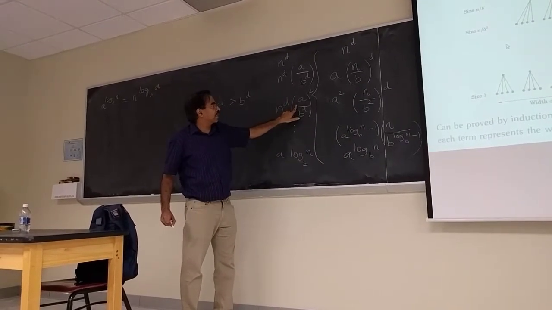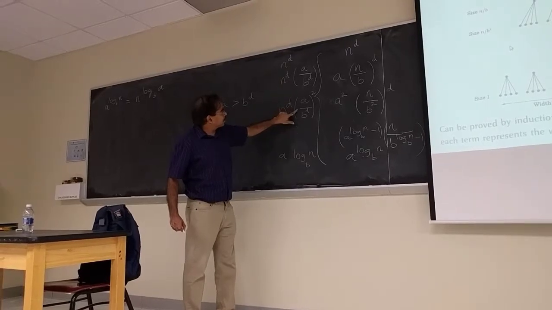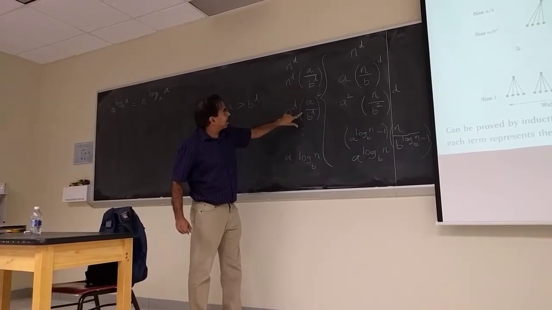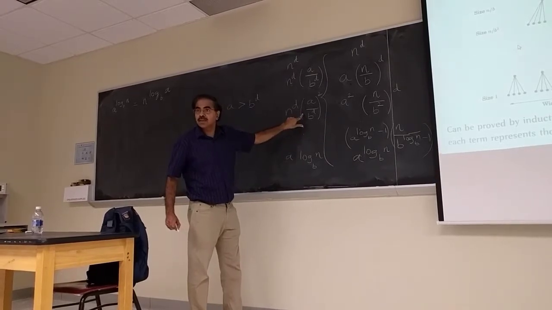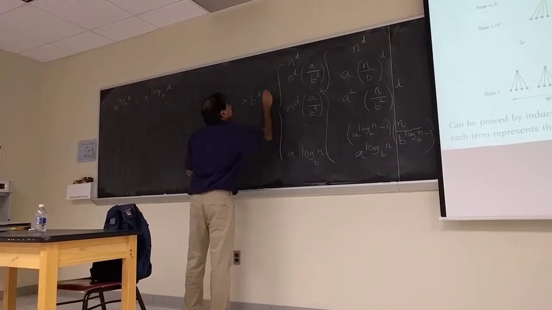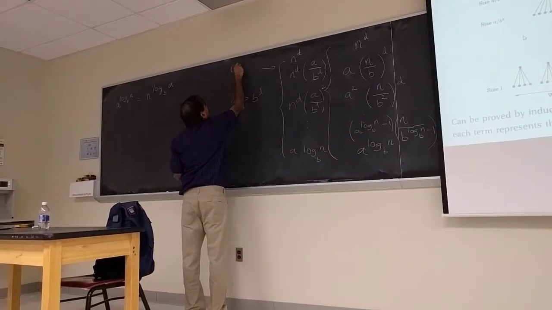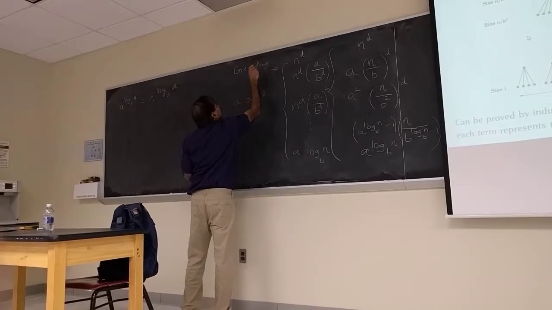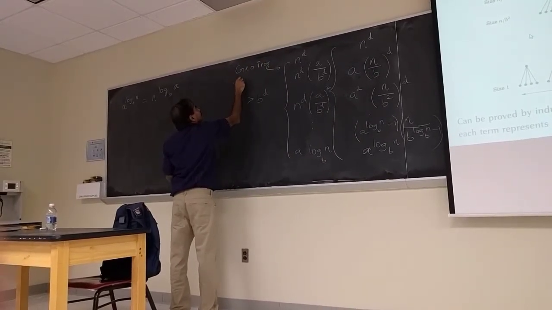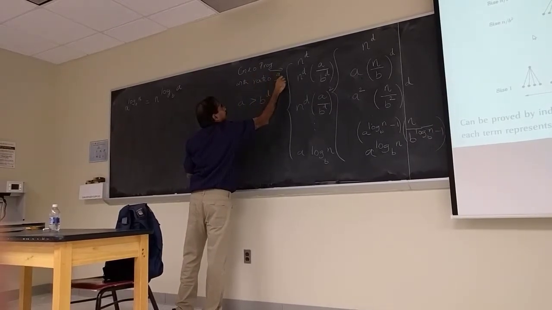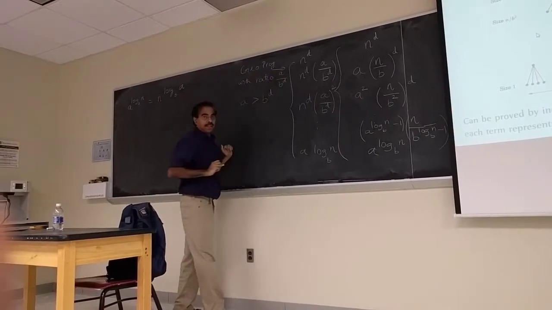So if this is greater than 1, then this term, which is obtained by simply multiplying this term by a by b to the power d, right? So the whole thing is a geometric progression with ratio a by b to the power d, right?